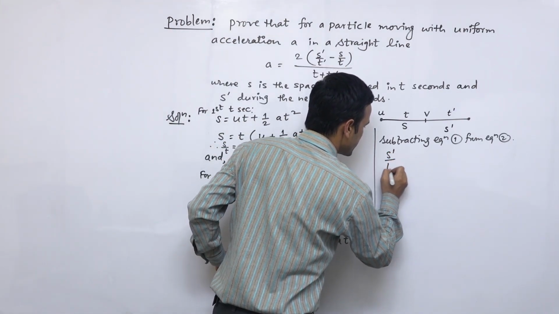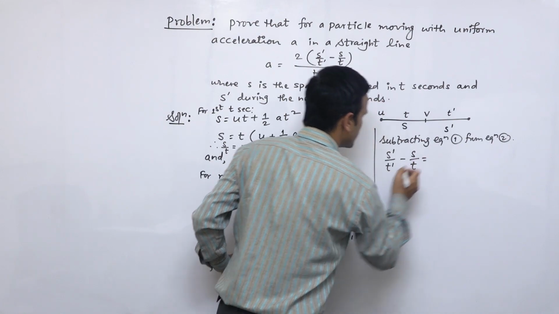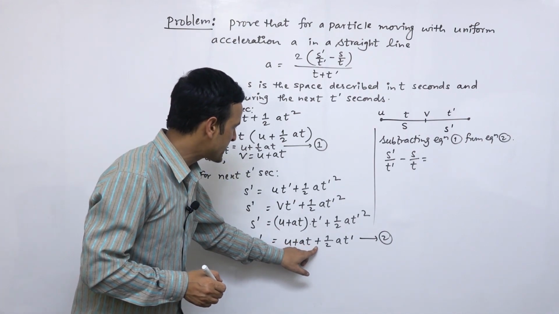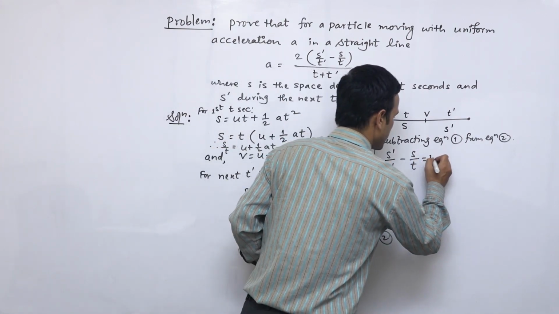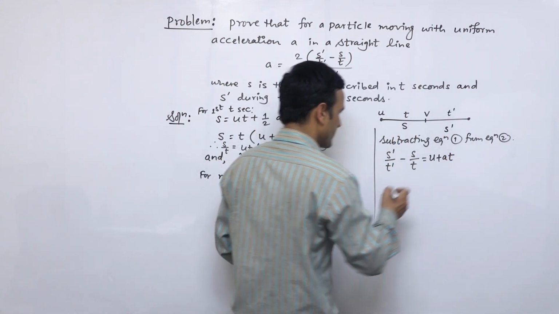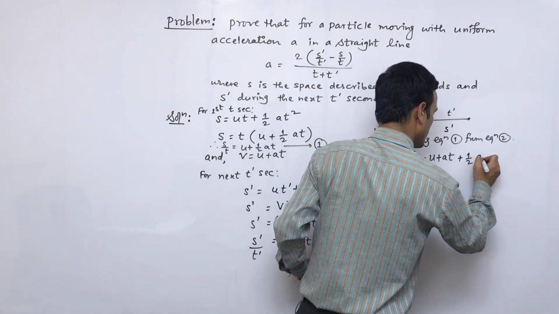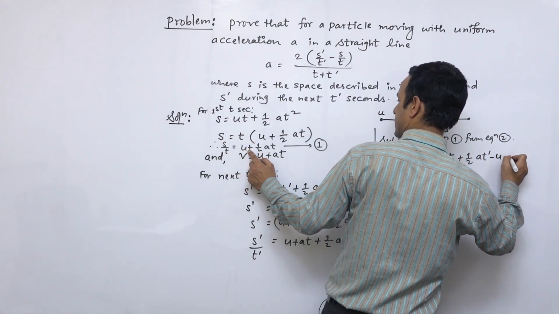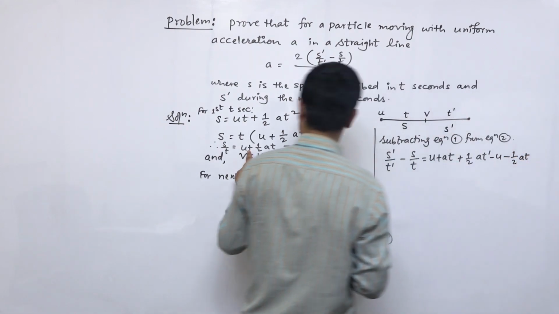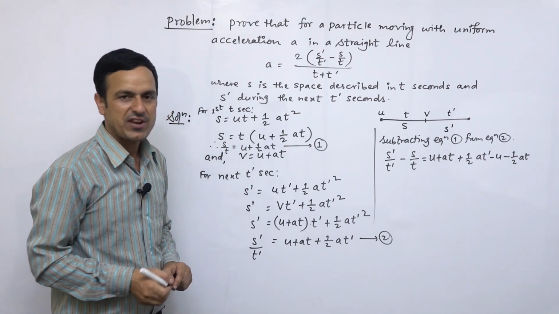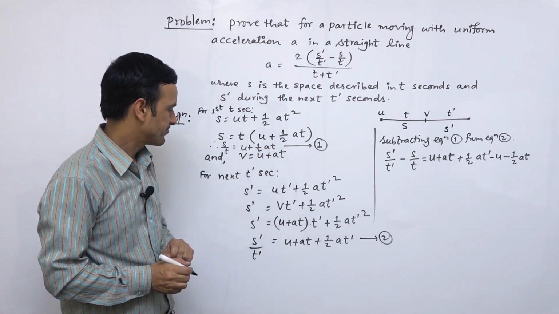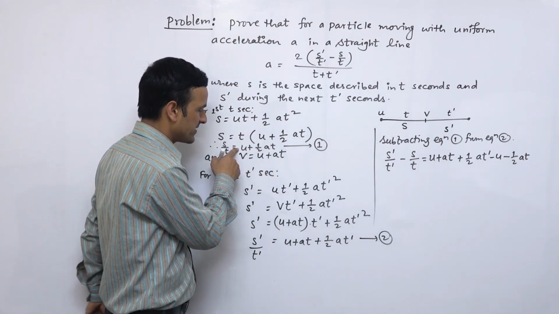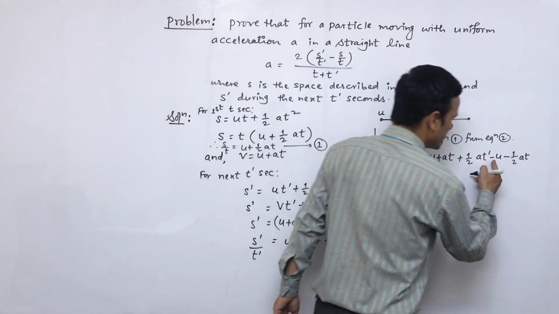So it is s dash divided by t dash minus s upon t. That means LHS minus LHS, similarly RHS minus RHS. So our RHS is u plus at plus 1 upon 2 at dash minus (u plus 1 upon 2 at). So this is the subtraction rule, this minus this. Now after the minus sign, the sign changes over here.